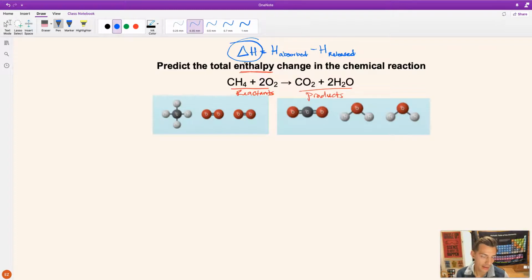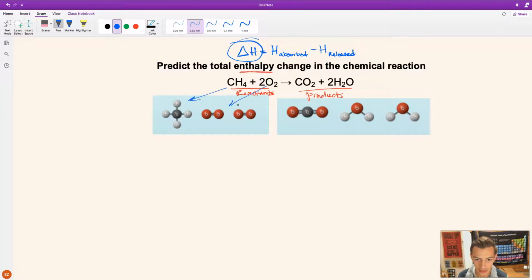And the overall calculation is basically we need to figure out how much enthalpy was absorbed in the reaction and subtract any of the enthalpy that gets released as a process in the reaction. And when we do that, we're able to calculate the change in enthalpy and determine whether this reaction was exothermic or endothermic overall.